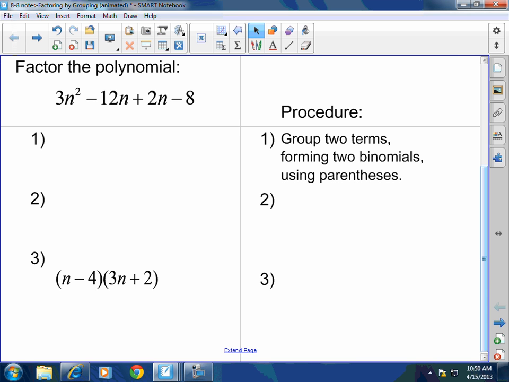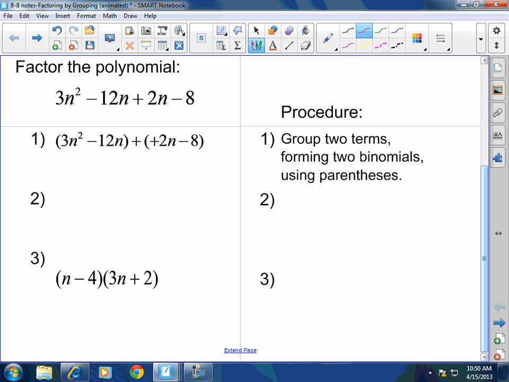Group two terms forming two binomials. You're going to add the two binomials. If this is a negative, you keep it inside. If it's a positive, you keep it inside. Hence, when I said this, look at the way I did this. Didn't I keep the positive inside? Whatever sign this is, if it's a negative, it stays inside. If it's a positive, it stays inside. Does everyone understand part one?